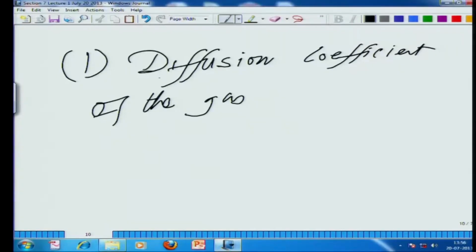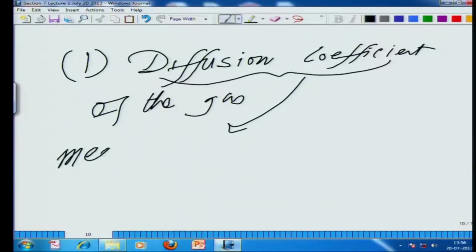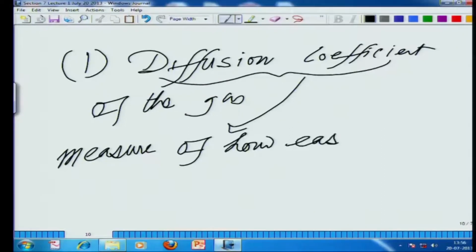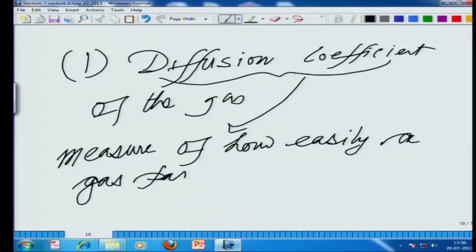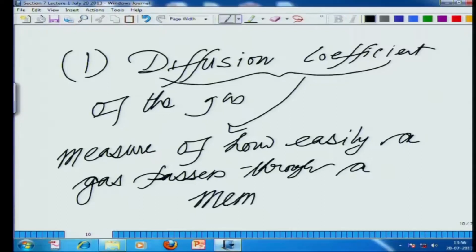Okay. Diffusion coefficient could be termed as a measure of how easily a gas passes through a membrane. So, that is called diffusion coefficient.